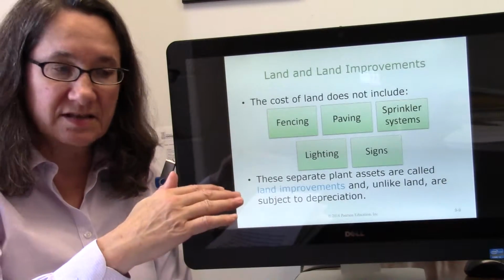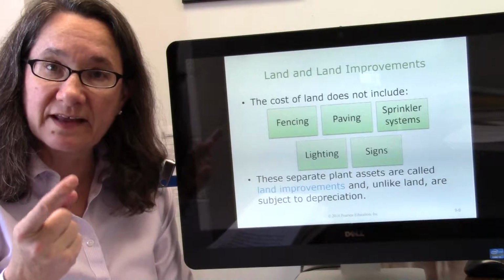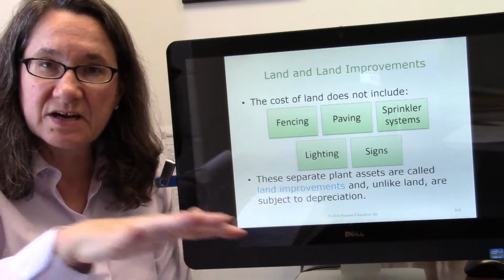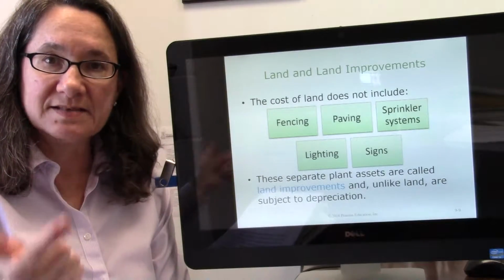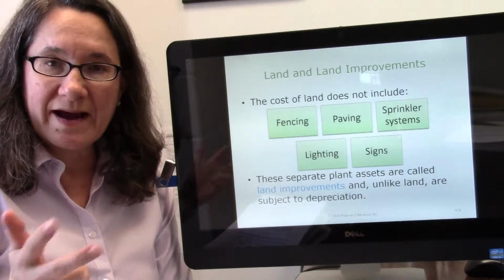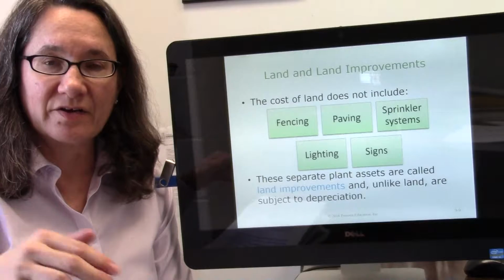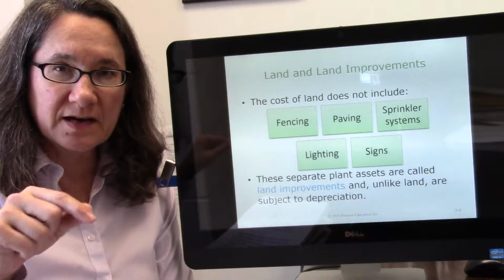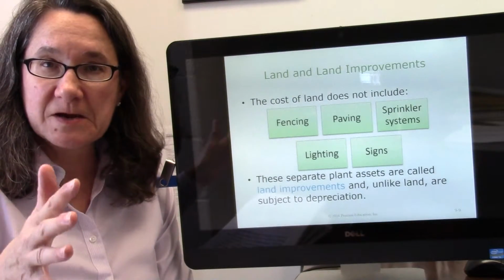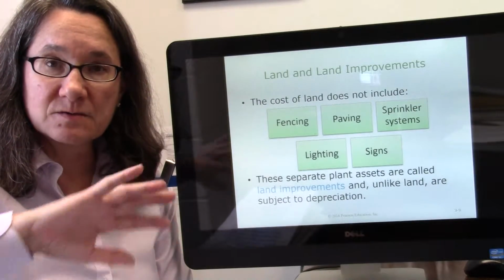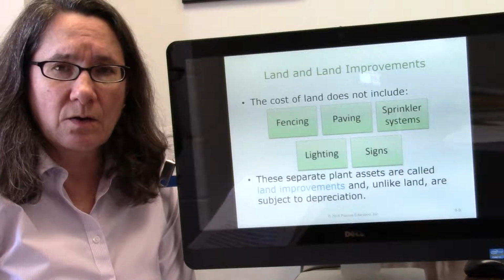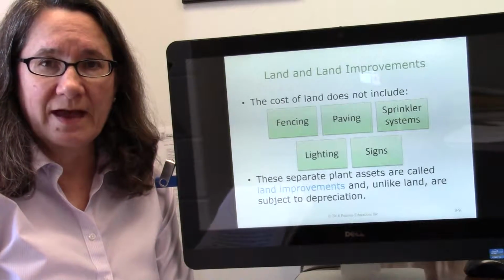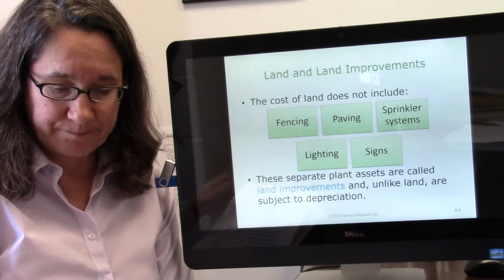So, to go back to the last screen, the cost of the land is what it costs to get it ready to start building on. So, you pay for it, you pay sales commissions, you might have to push some dirt around, remove an old building. That's all getting the land ready. But once you start building on it, making improvements, those are separate and those get depreciated, right? Because the fence will wear out. So that's an improvement. So that's going to be separate from the land.